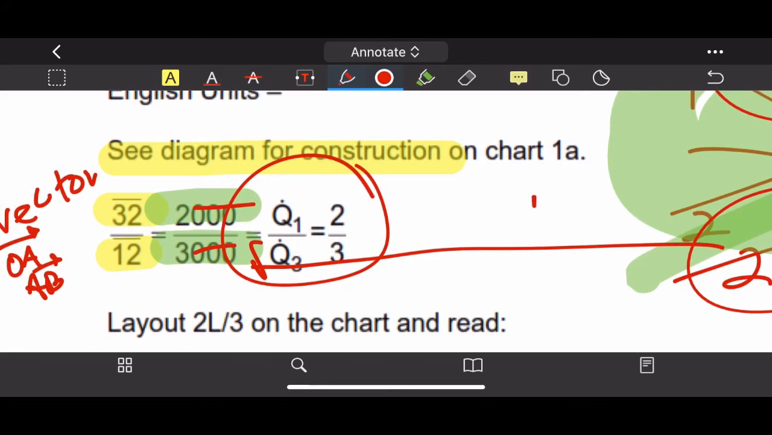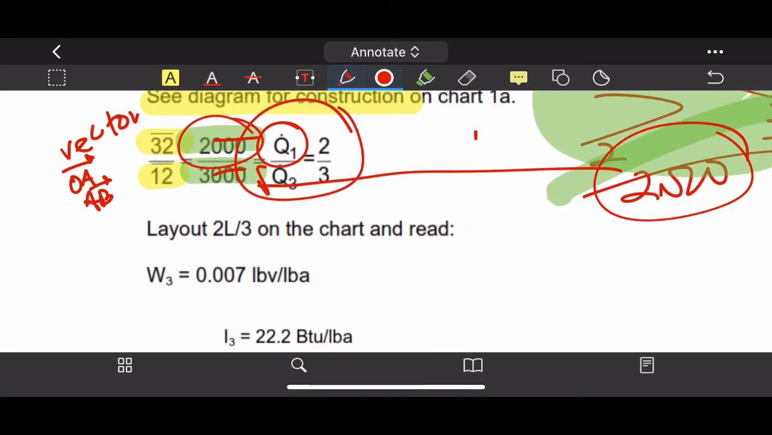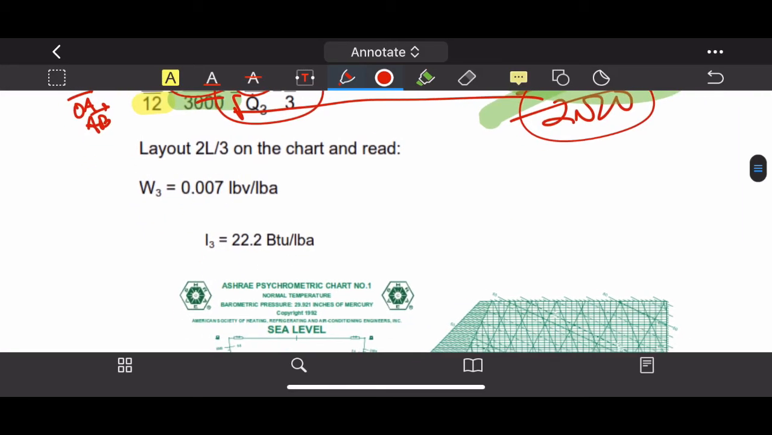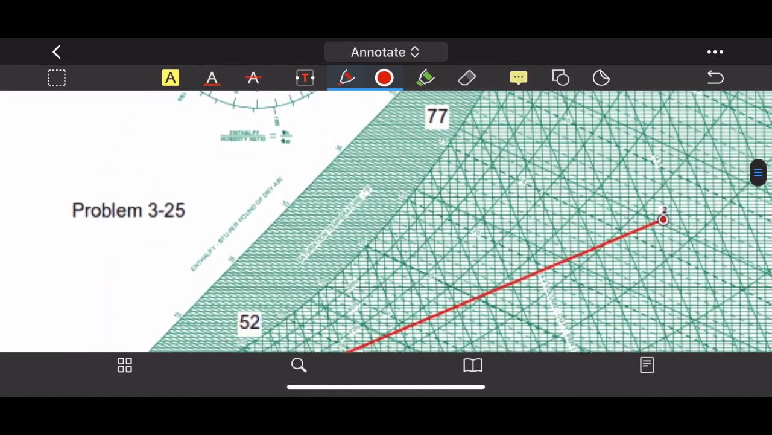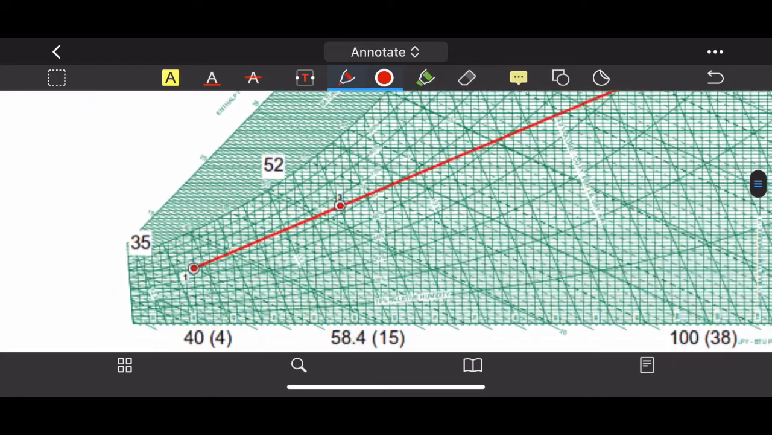So with this psychrometric chart and this vector approximation, you can combine anything that you like. You can combine CFM like this, you can combine with heat as well. Alright, so the ratio is 2 over 3. So we can bring this layout like this. It's quite small, right?